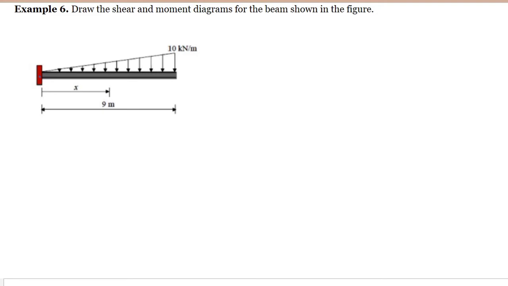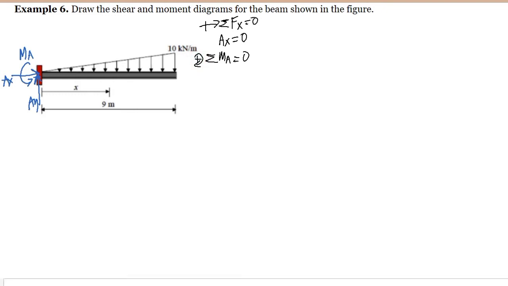Since we have a fixed support here, we have 3 reactions. One vertical, and this is the AY, and we have one horizontal, the AX, and we have, of course, the moment. If we are going to summate forces horizontal is equal to 0, taking the direction to the right as positive, we can see here that the AX is equal to 0. And if we are going to summate moment at point A, this is equal to 0, taking the clockwise direction as positive.